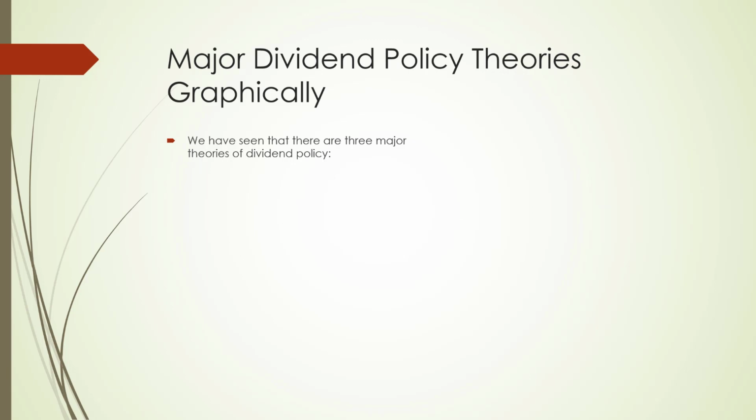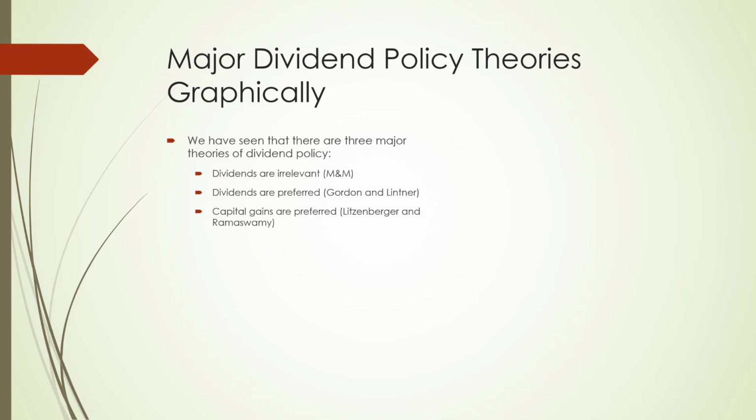Now, let's look at these 3 dividend policy theories graphically. Hopefully this will help to make some sense. So we said that M&M said dividends are irrelevant. Gordon and Lintner said dividends are preferred. And Litzenberger and Ramaswamy said capital gains are preferred. You can see the problem here. These 3 theories contradict each other.